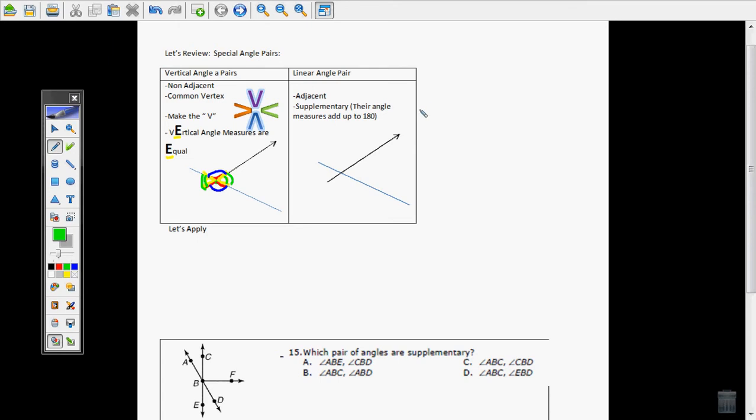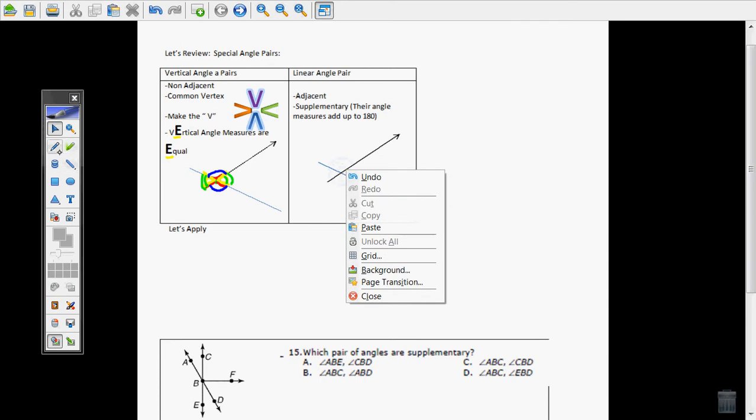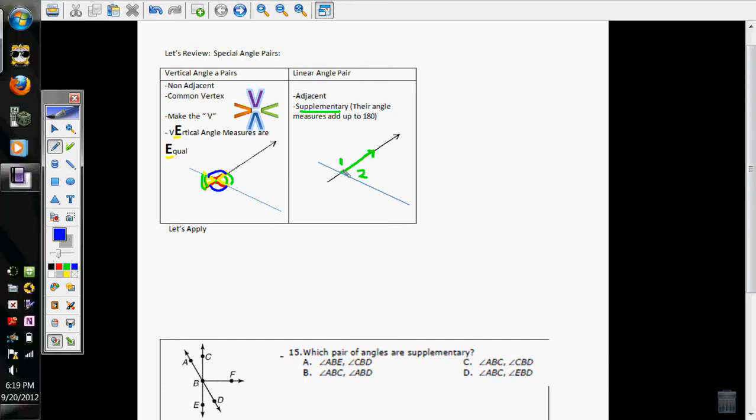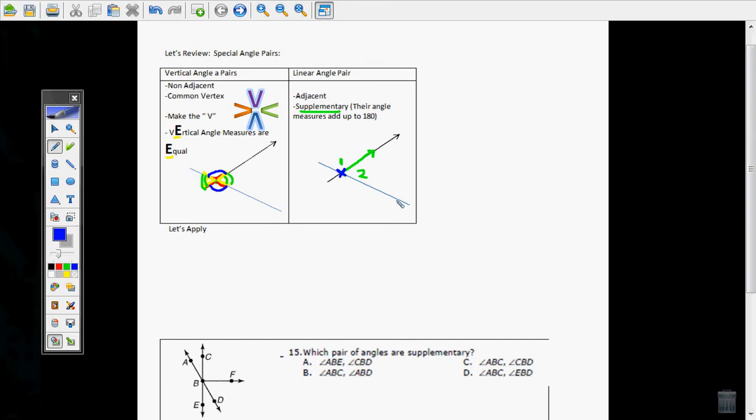Another important property is adjacent angles. The linear angle pair. What we know about a linear pair is, first, when we're trying to recognize them, that they are angles that have a common side or ray. That's what makes them adjacent. Another important thing is that their measures are supplementary. All right, so here's angle 1, here's angle 2. Together, they add up to 180, which is a straight angle.